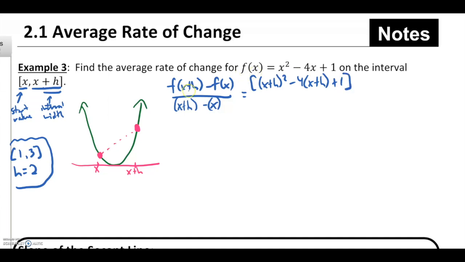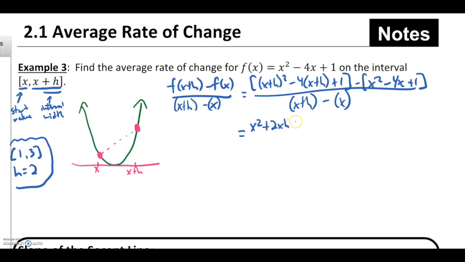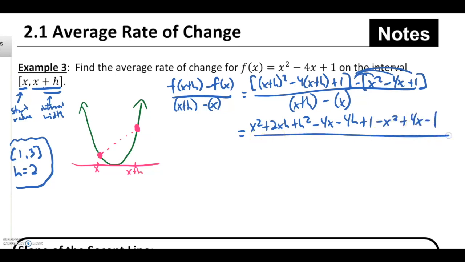It means replace your x with whatever's actually inside the parentheses, minus f of x, which is just my original function, all over x plus h minus x. Now what I'm going to do is expand out that numerator. x squared plus 2xh plus h squared, distributing this negative 4, minus 4x minus 4h plus 1. And the other thing we want to remember to do is distribute this negative sign over here. So minus x squared plus 4x minus 1, all over x plus h minus x.